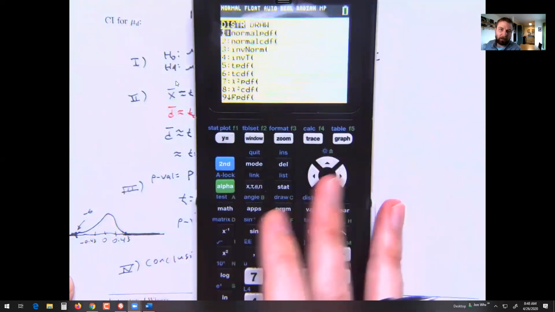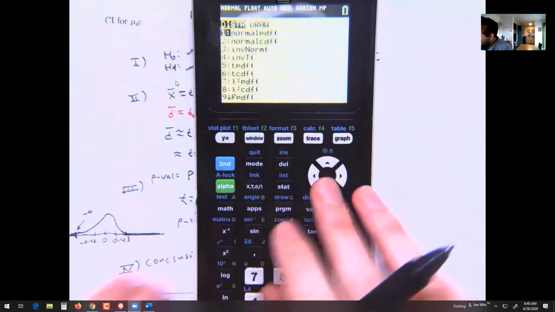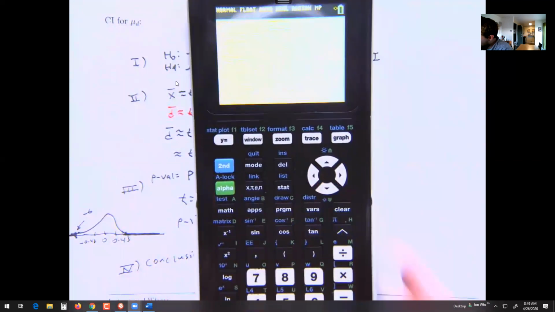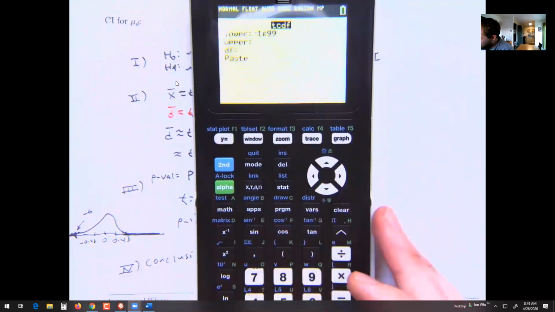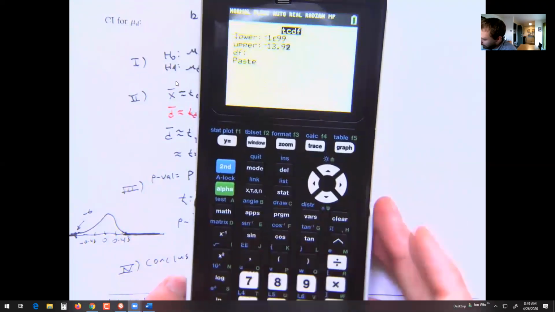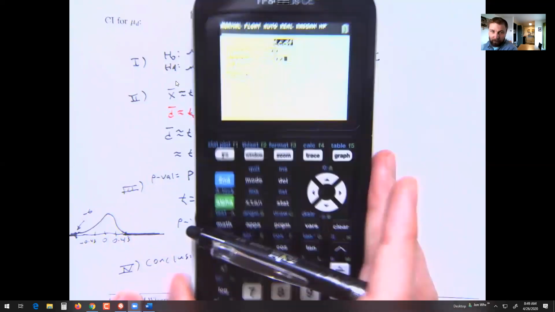I'm going to use my TI-84. tcdf from -infinity to -13.92. My degree of freedom is 30.